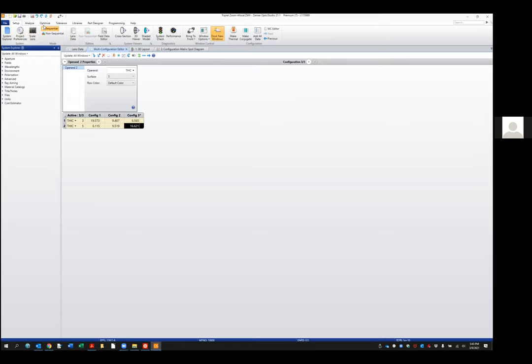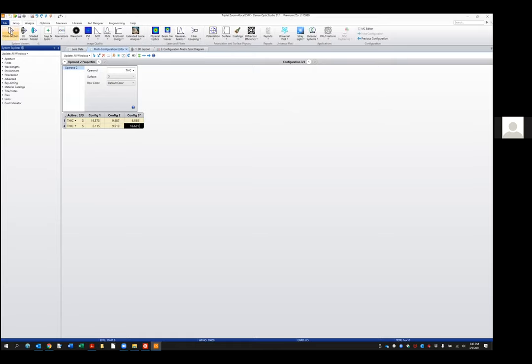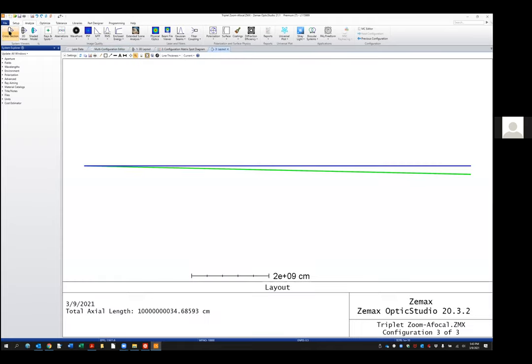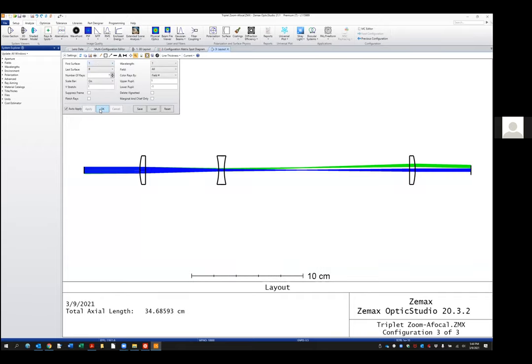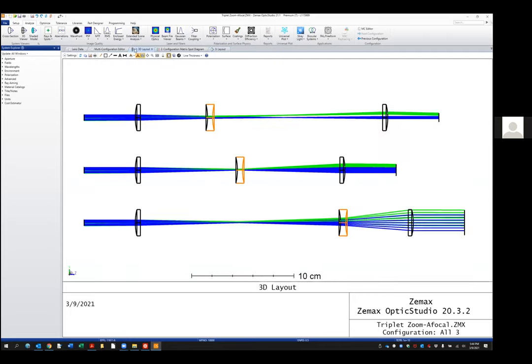Now, if I just do a regular layout or a regular cross-section layout, I can only get it to show one of them. Even if I tell it, for some reason, it always plays dumb. I've only been able to figure out how to get it to show one. But in the 3D layout, we don't have that problem.